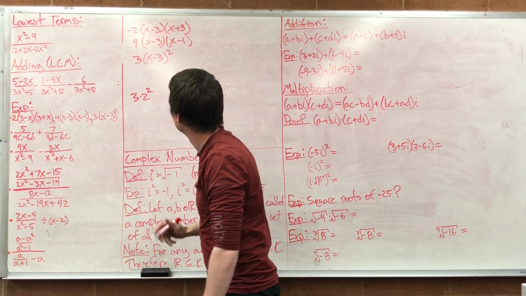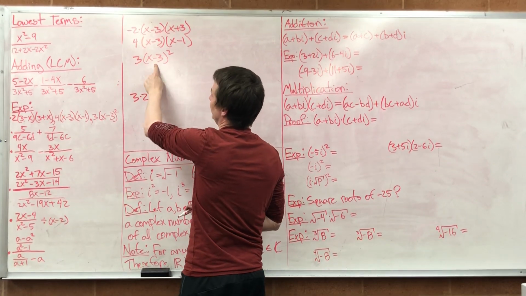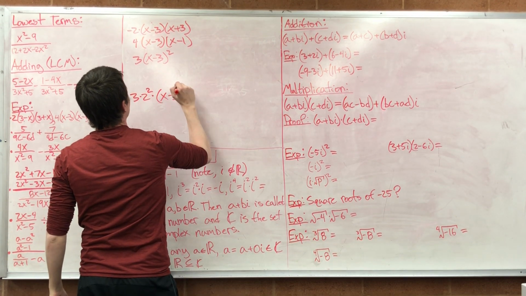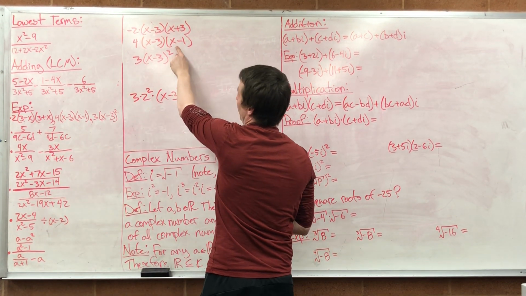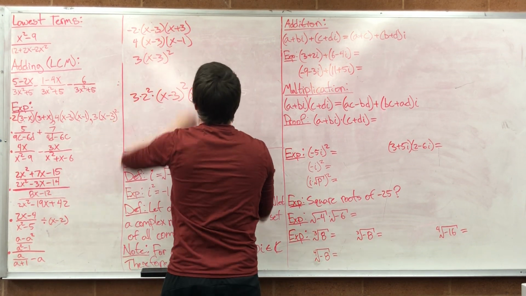Now this one has 1 x minus 3, this one has 1 x minus 3, this one has 2 x minus 3's. So we need 2 x minus 3's. This one has 1 x minus 1, those have none, so we need 1 x minus 1, and we need 1 x plus 3.